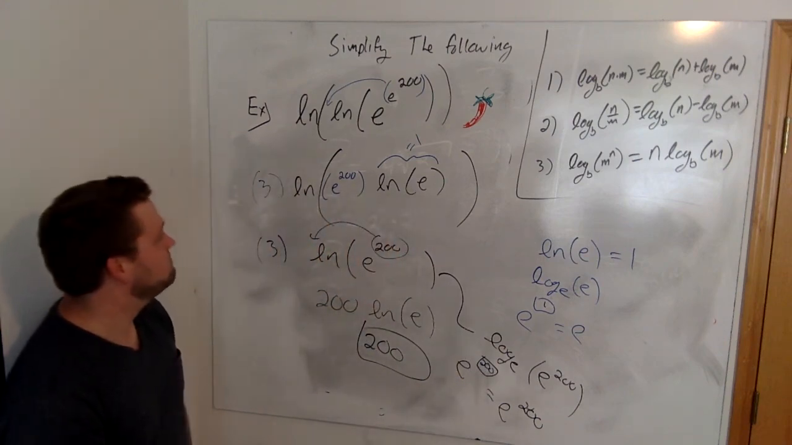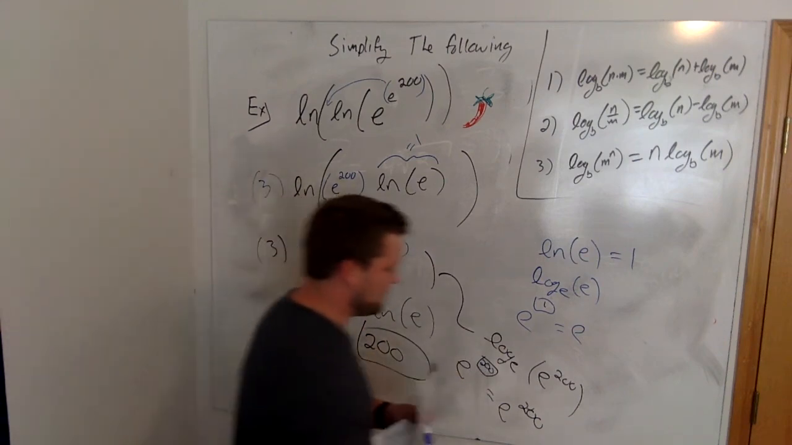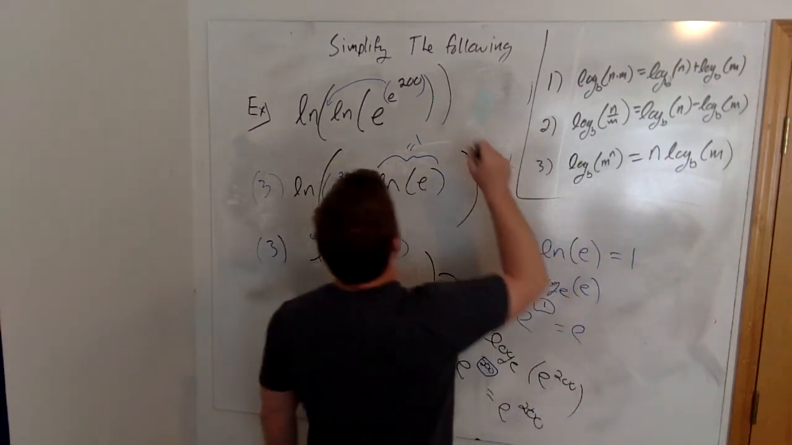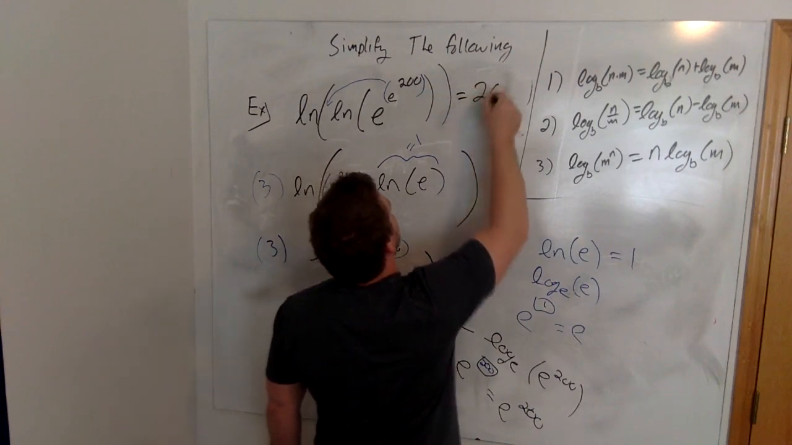Another way to think about it. Okay, that's okay. Not too spicy. We hit it with some milk. We're okay. The answer is 200.